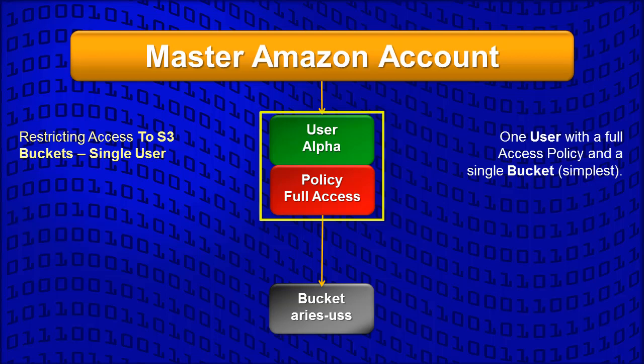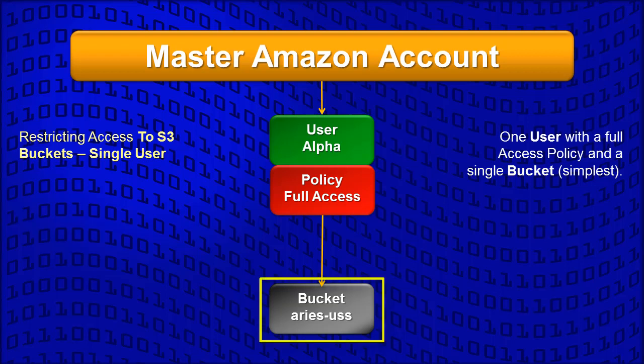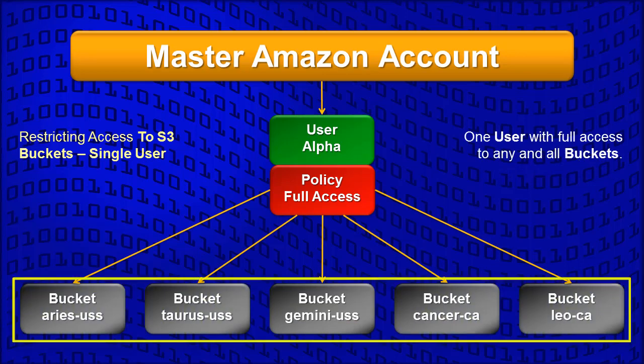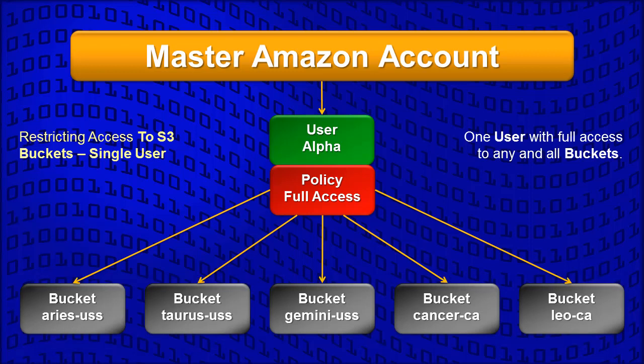The simplest scenario is for an account to have one user with a full access policy and one bucket for storage. This is discussed with a full example in Training Video 2. Here, we'll create a user called Alpha with a policy of full access communicating with a bucket on Amazon called Aries-USS. Now, a user with a full access policy can actually access an unlimited number of buckets in any number of Amazon regions. Remember that when we say user, we mean a single set of credentials with a policy. These credentials could be applied to any number of servers, each with access to all of the buckets.